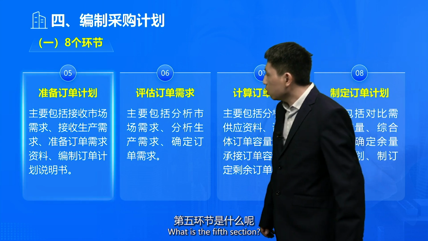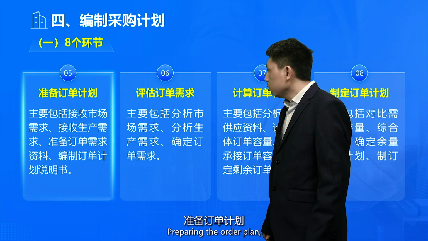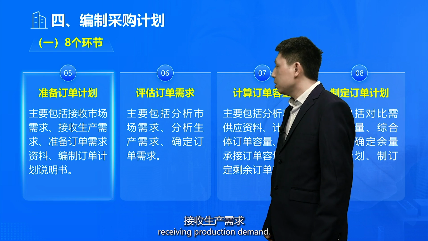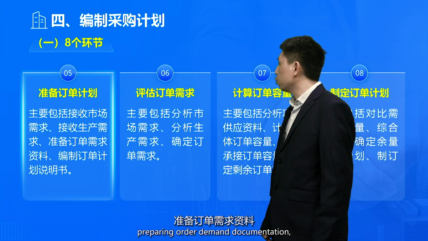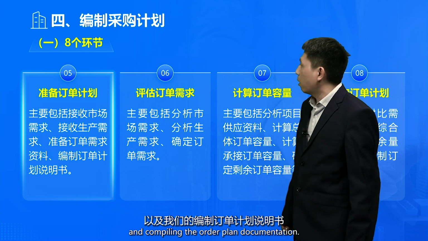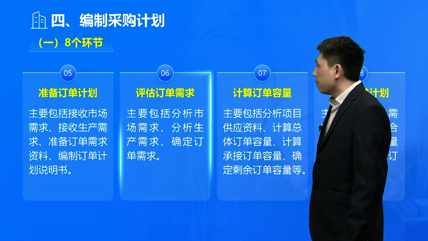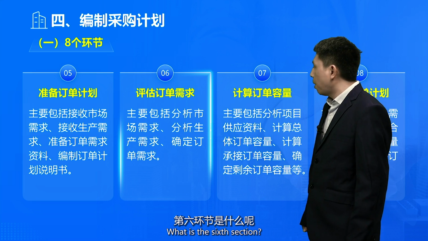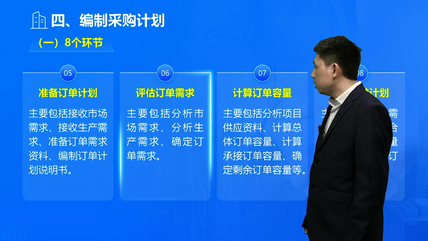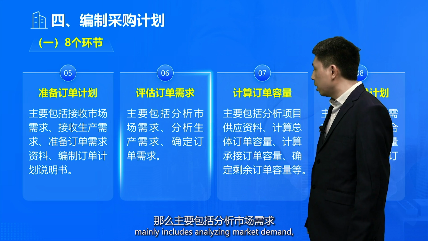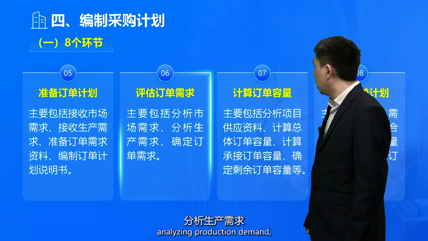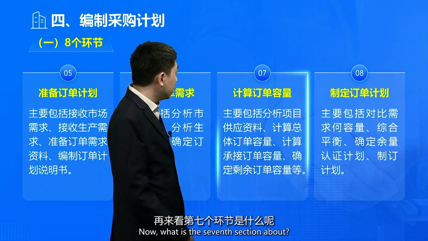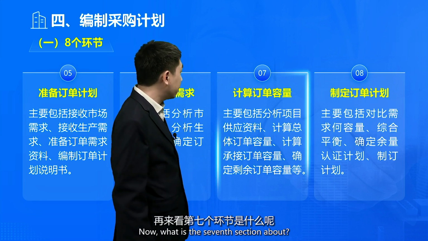What is the fifth section? Preparing the order plan. Mainly includes receiving market demand, receiving production demand, preparing order demand documentation, and compiling the order plan documentation. This is our fifth section. What is the sixth section? Evaluating order demand. Mainly includes analyzing market demand, analyzing production demand, and determining the order's demand.